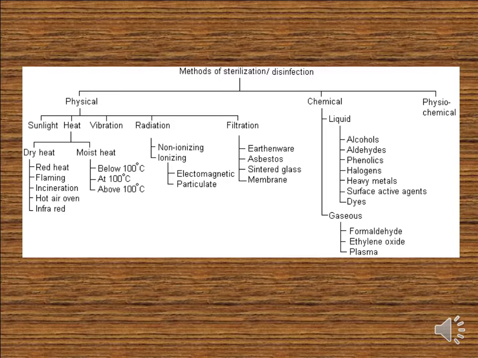The chemical has two classes, liquid or gases. The liquid chemicals are alcohol, aldehyde, phenols, halogens, heavy metals, surface active agents, and dyes. The gases are formaldehyde, ethylene oxide, and plasma. This is the main method for sterilization and disinfection.